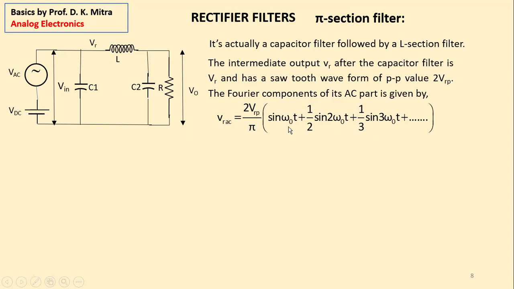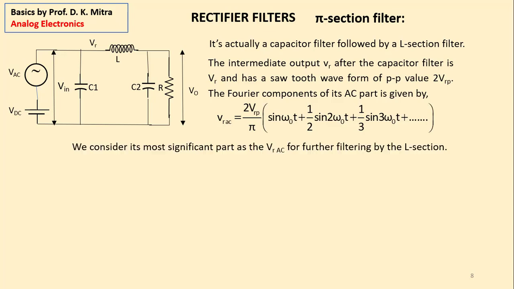So here you find the primary component is omega 0 t. It means if we have a 50 hertz power supply, then the primary component of the sawtooth wave is 50 hertz. We consider the most significant part as the VRAC. That means this is the most significant part. We consider it as the input to the L section for further filtering. So now this part is the input to the L section.